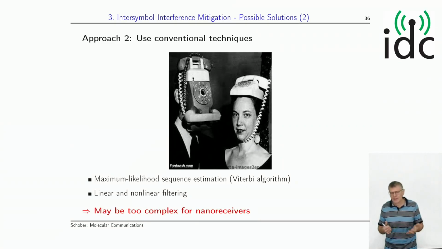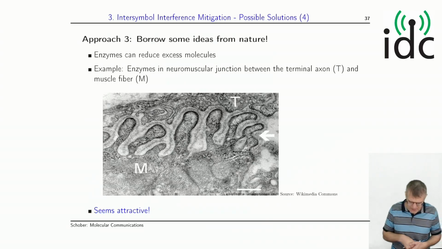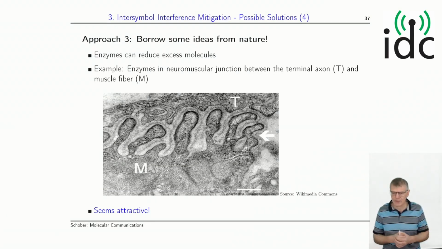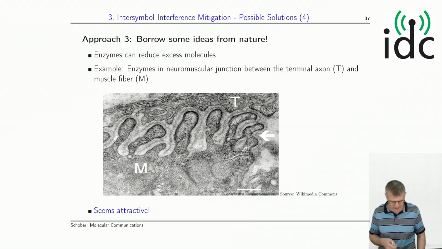And therefore, it might be too complex for nano receivers, okay? So it pays to see how nature deals with this, right? Can we get some inspiration from nature? Because there also, this phenomenon should happen. So intersymbol interference might also be a problem there. And indeed it is, right? And we already had a glimpse of this.